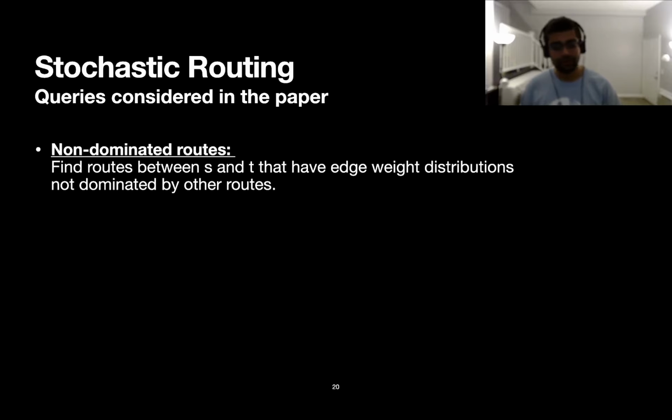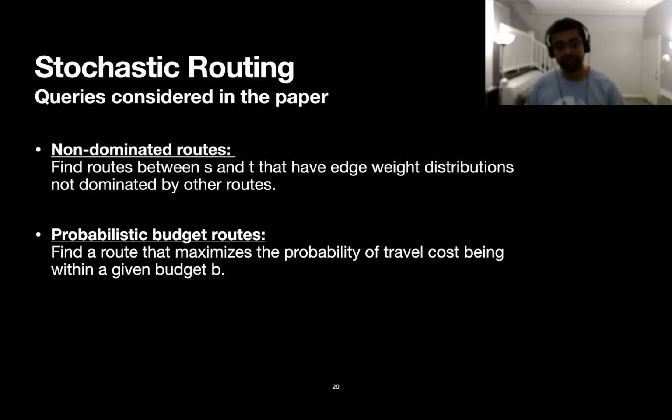First, the non-dominated routes, which is perhaps the most straightforward. We want to find routes between S and T such that they have edge weight distributions that are not completely dominated by other routes. We want to find probabilistic budget routes that maximize the probability of travel cost being within a budget B.